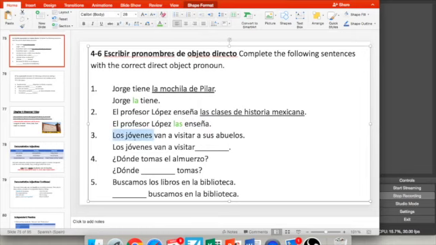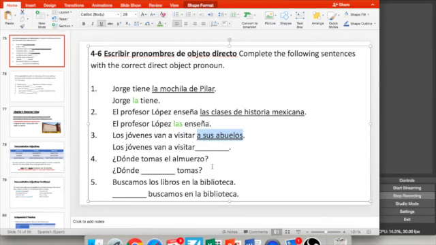Okay. Number 3, los jóvenes van a visitar a sus abuelos. The young people are going to visit their grandparents. Well, the young people are going to go visit who? They're going to go visit what? They're going to visit their grandparents. Notice we have a personal a because we're talking about people. We said visitar a sus abuelos. Oh yeah, it's all coming together now. Okay, so in this case, the young people are going to visit their grandparents.